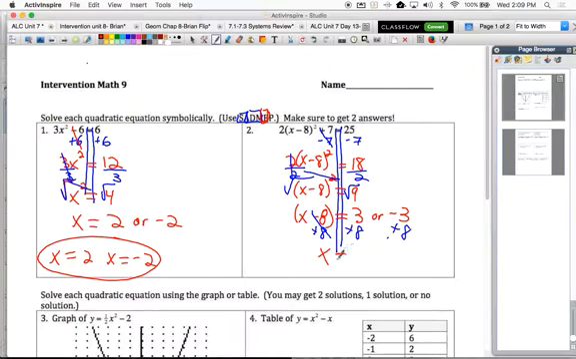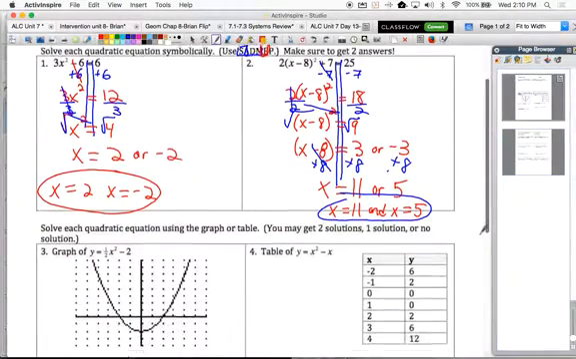So we have two solutions. 3 plus 8 is 11. And negative 3 plus 8 is 5. So x equals 11 and x equals 5 are the two solutions. Okay.